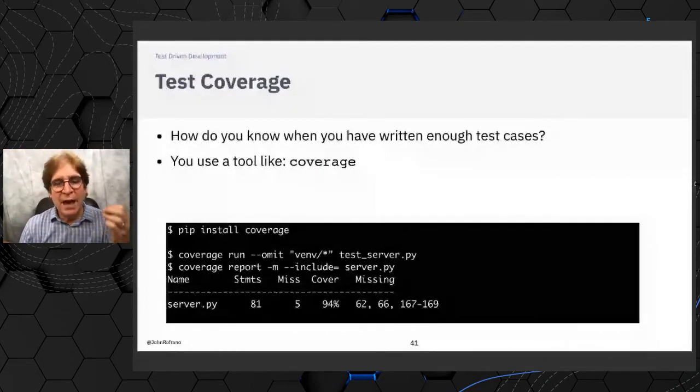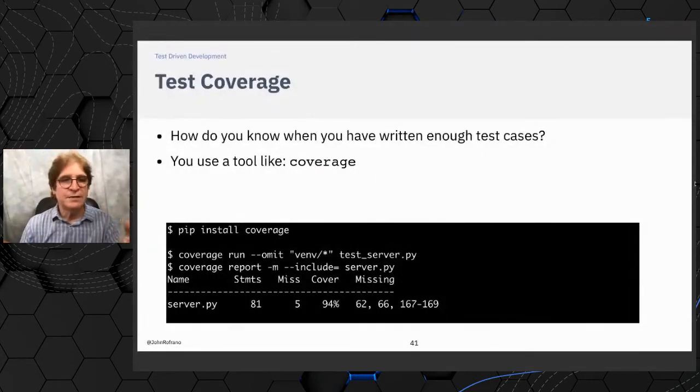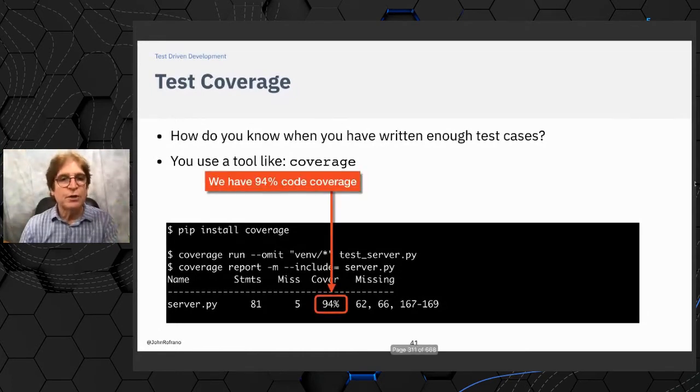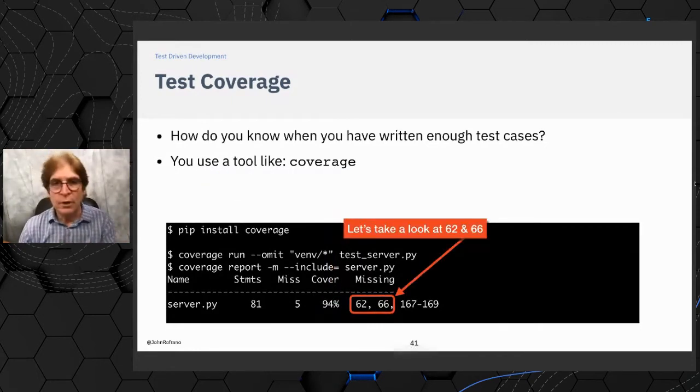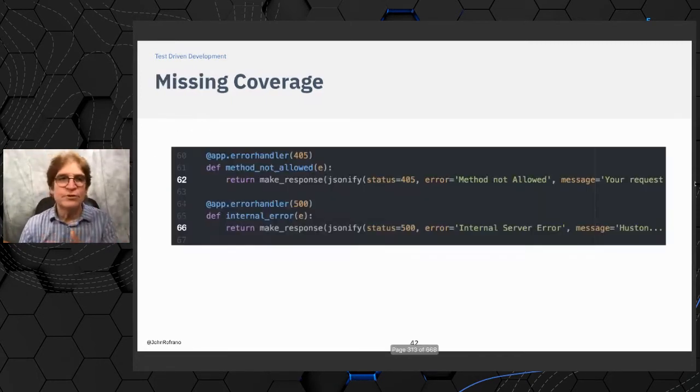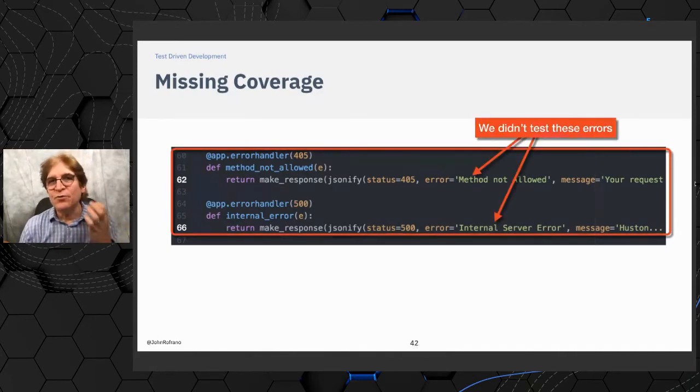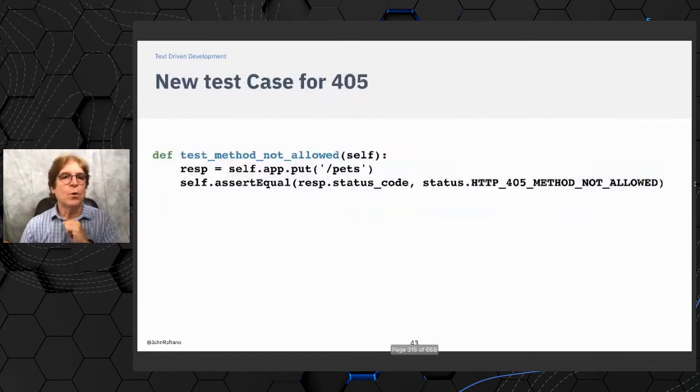So now, how do I know when I'm done writing test cases? So you see I got coverage here, and I got 94% coverage, right? So there's 81 statements, 5 of them got missed, and it lists the 5 statements that were missed. So we take a look at 62 and 66. I could see, oh, my error handlers. These are my error handlers. I didn't write enough test cases that made my error handlers fire. And so I might want to write a test case that gives me a 405 and that gives me a 500 so that those lines of code will get tested.